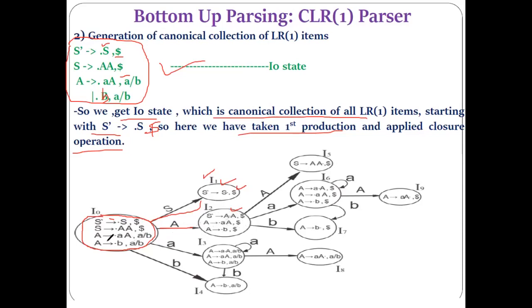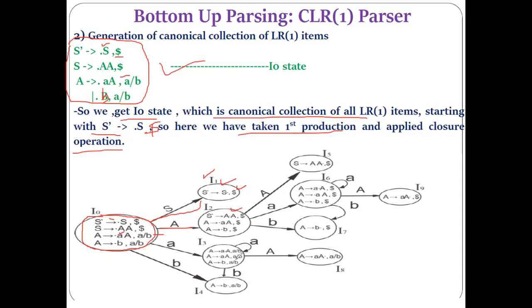Then again, next we have to apply the goto on the terminal a. Here goto on the terminal a, we get the I3 state. If you apply the goto on the terminal a, you have to move the dot from left of this terminal a to the right. So we'll get the A derives a dot A. And now lookahead for this is a and b. So dot is present on the left hand side of a non-terminal. So you have to add the production related with the A. These are nothing but A derives dot a comma a b and A derives dot b comma a b.